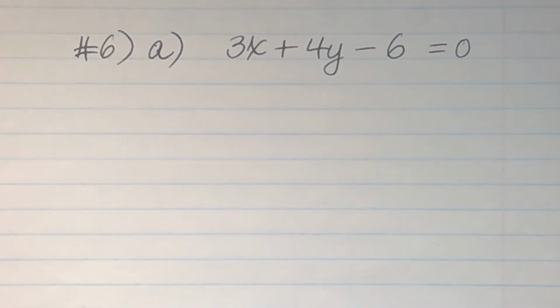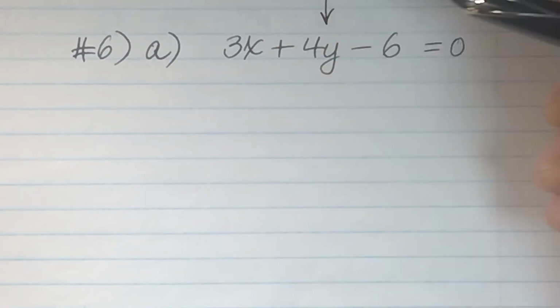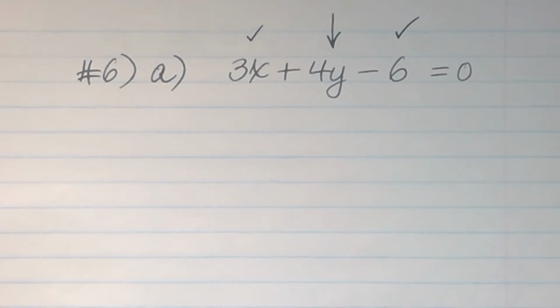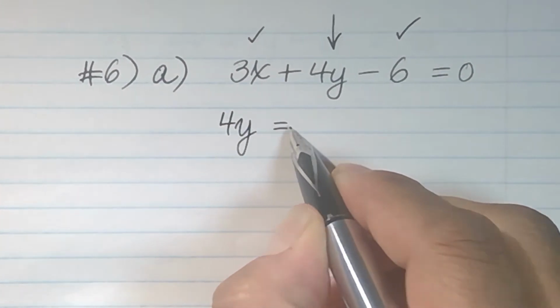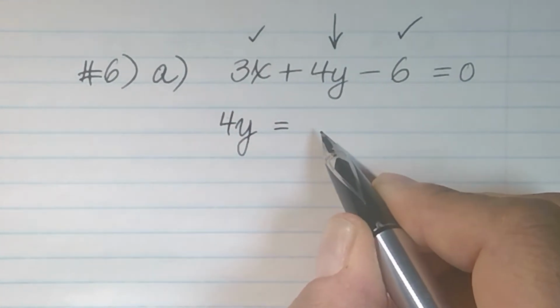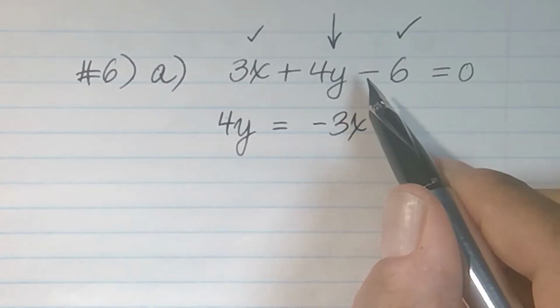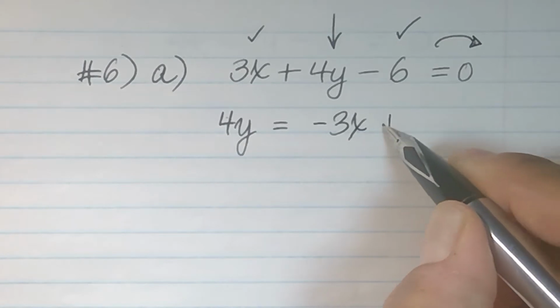So we want to write this in y equals mx plus b. So I'm going to keep the y term and I'm going to move the 3x and the negative 6. So that's going to look like this. 4y equals, now when I move the positive 3x to the other side, it'll become negative 3x. When I move the negative 6 to the other side, it'll become positive 6.